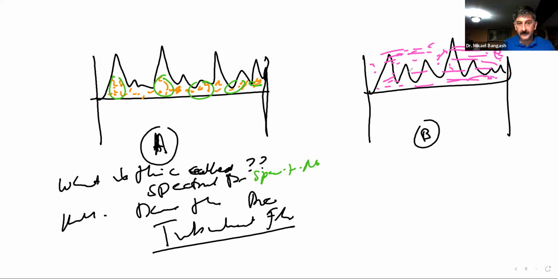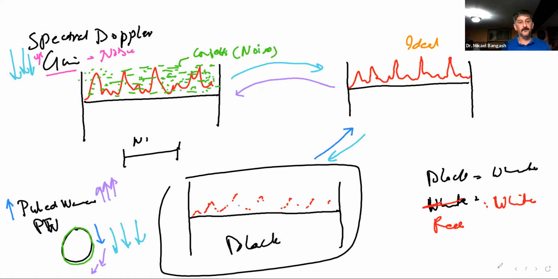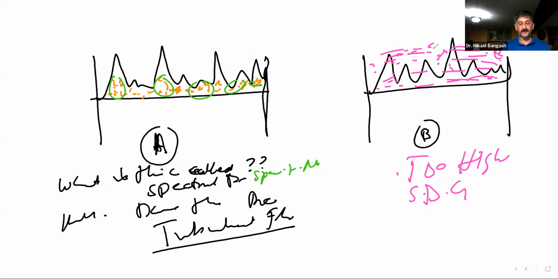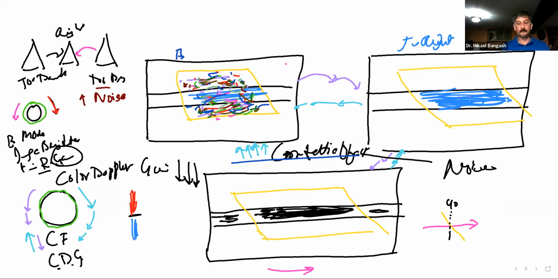Whereas over here, what caused this one here, or B? Too high spectral Doppler gain. Just what we did here. There you actually see that it's the whole, your entire spectrum in B, because it's already contaminated by noise. Just as we had in confetti.